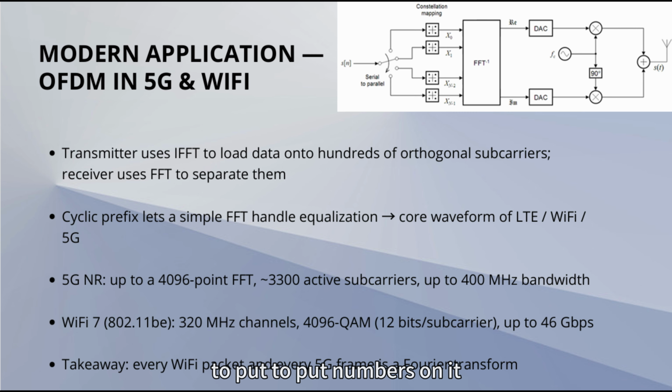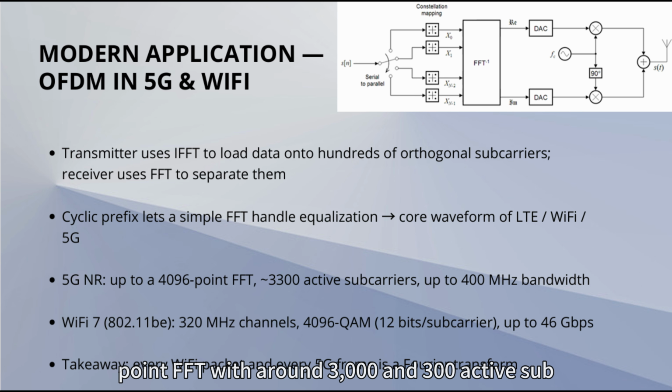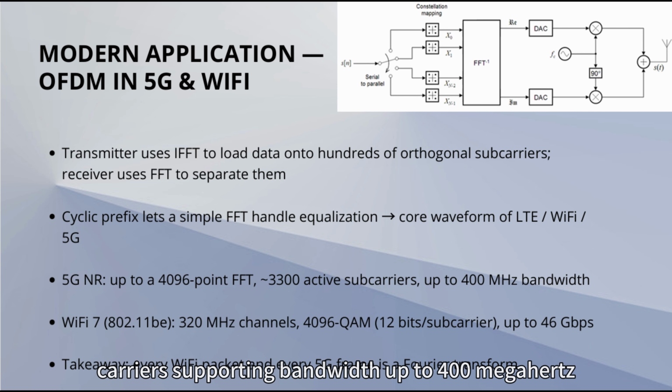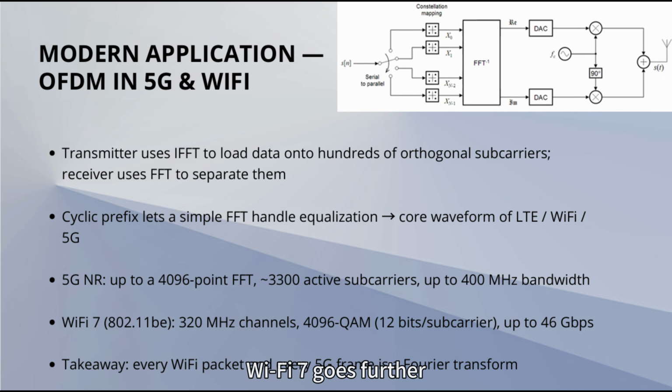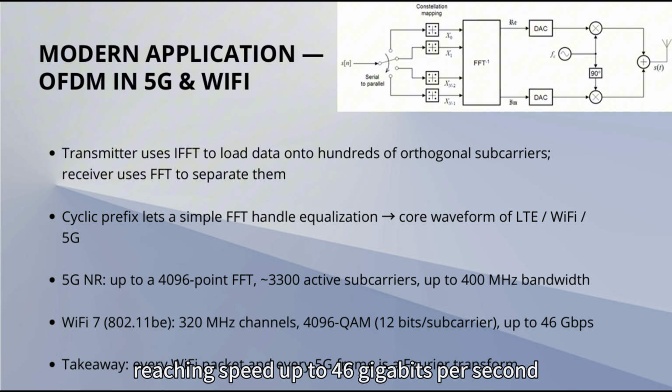To put numbers on it, 5th generation new radio uses up to 4096 point FFT with around 3300 active subcarriers, supporting bandwidths up to 400 MHz. Wi-Fi 7 goes further, 320 MHz channels and 4096 QAM, packing 12 bits into every subcarrier, reaching speeds up to 46 gigabits per second. So here's the takeaway.